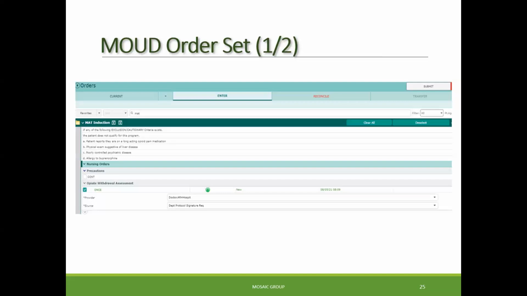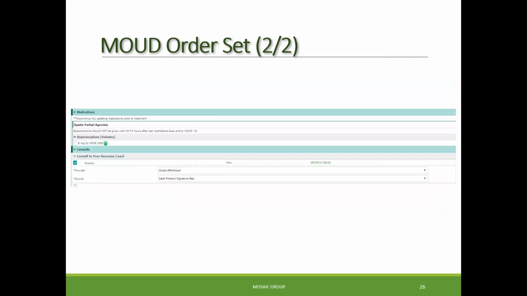You will see it includes the exclusion and cautionary criteria at the top. It also includes nursing orders for the clinical opiate withdrawal scale, the medication, which is an 8 milligram dose of buprenorphine, and the consult for the peer recovery coach. So this is the top half of the order set, and this is the bottom half of the order set.